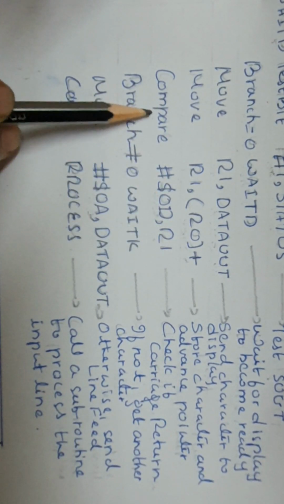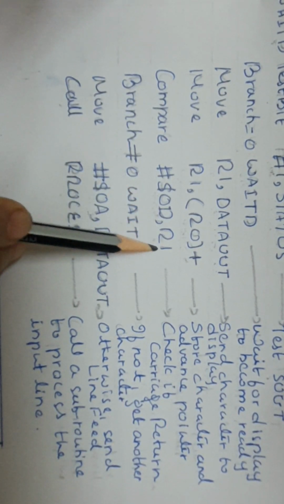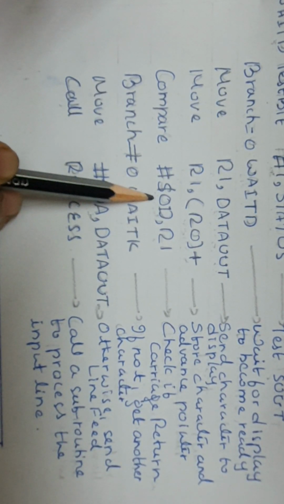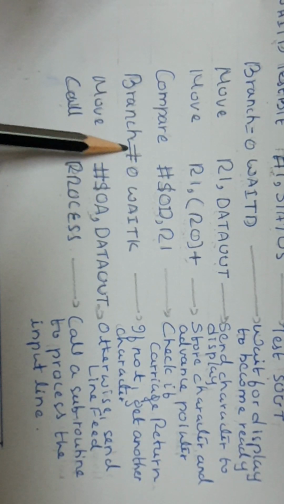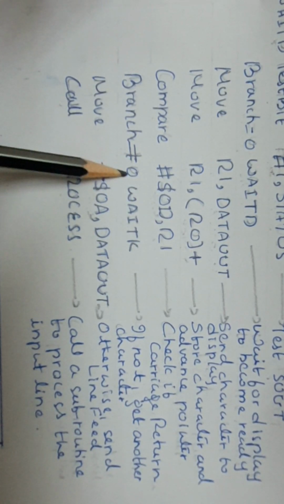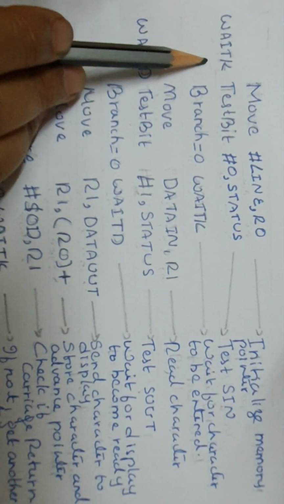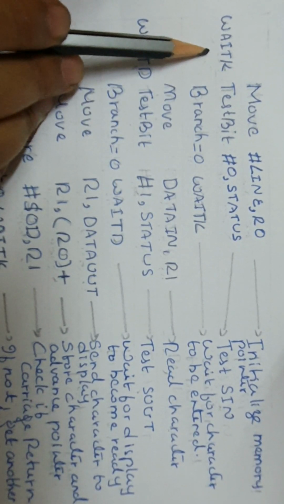So the next instruction is compare #$0D, R1. This checks whether the user has pressed the new line character or Enter button, yes or no. If it is not pressed, then branch not equal to 0 is true, and the control shifts back to the wait key label. Again control continues here.